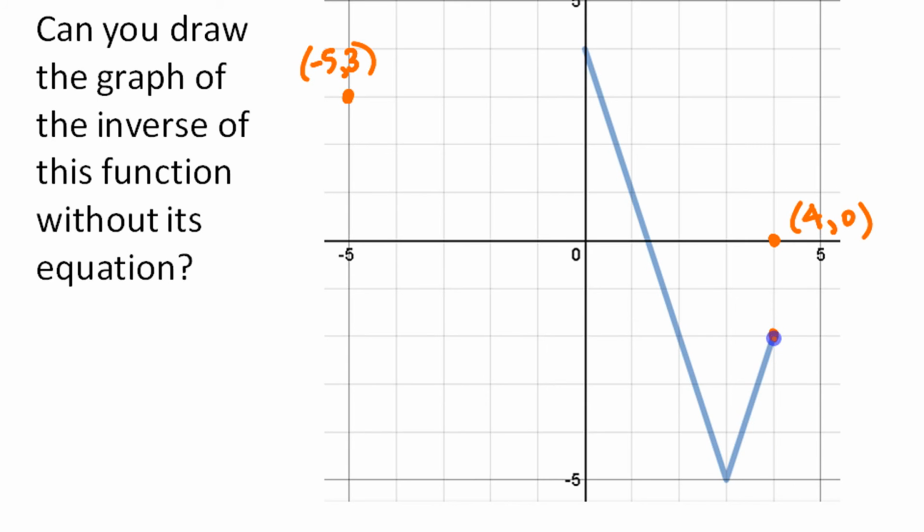And then the third one here, let's go to this one right up here. That's (4, 2). That's going to go to (2, 4) right there. All right.